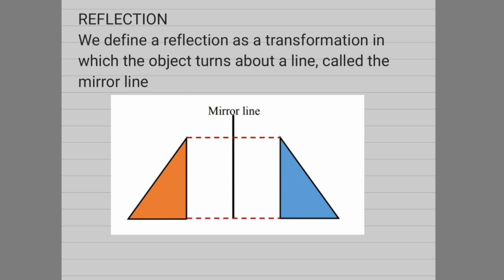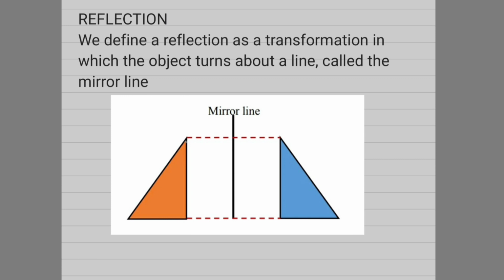So we define reflection as a transformation, another transformation, in which the object turns about a line called the mirror line. Just like the word reflection, when you hear it, you think about looking in a mirror. When you stand in front of a mirror, you are called the object, and the thing that you see in the mirror is called the image. So that is the whole idea about reflection.